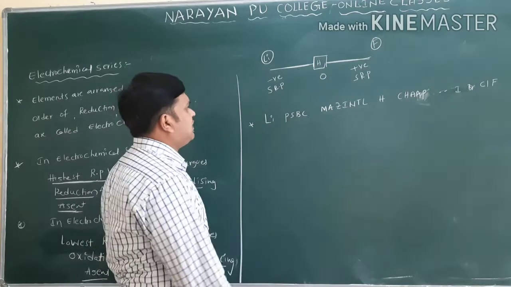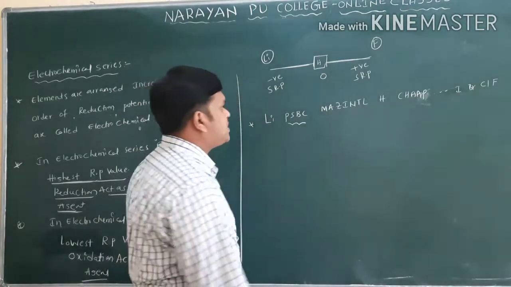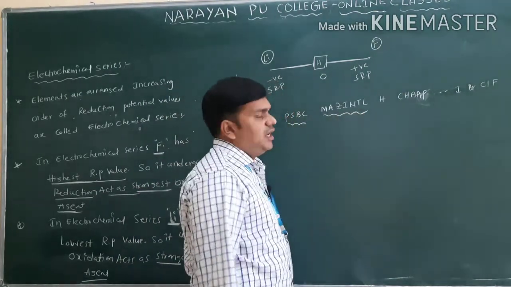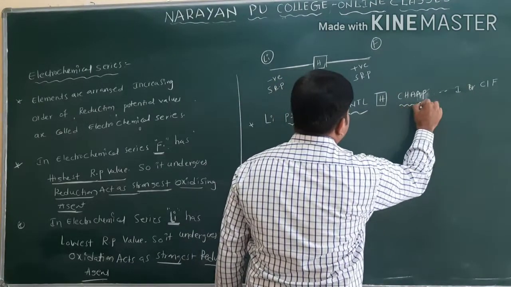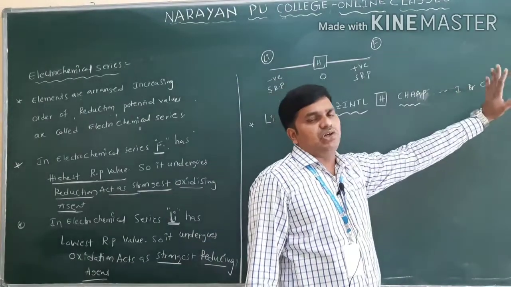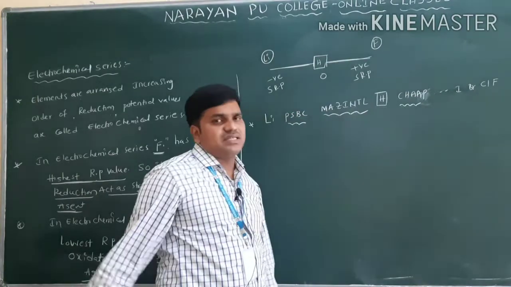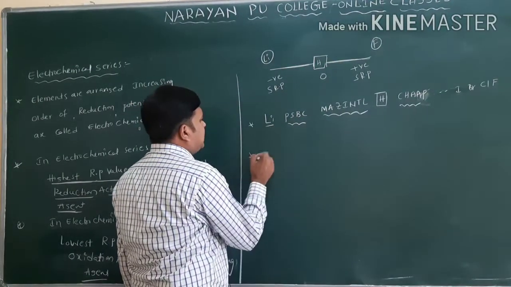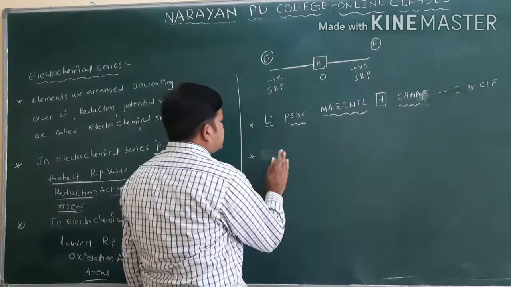Now we can see the reactivity order here. I'll write one code here, PSBC, and one more here, MaZintl. In the middle we have hydrogen. After that we have CHAAP. After that we have iodine, bromine, chlorine, fluorine. So this is the electrochemical series reactivity order. I'll write the first one here, lithium greater than. Or you can see what the code is here.